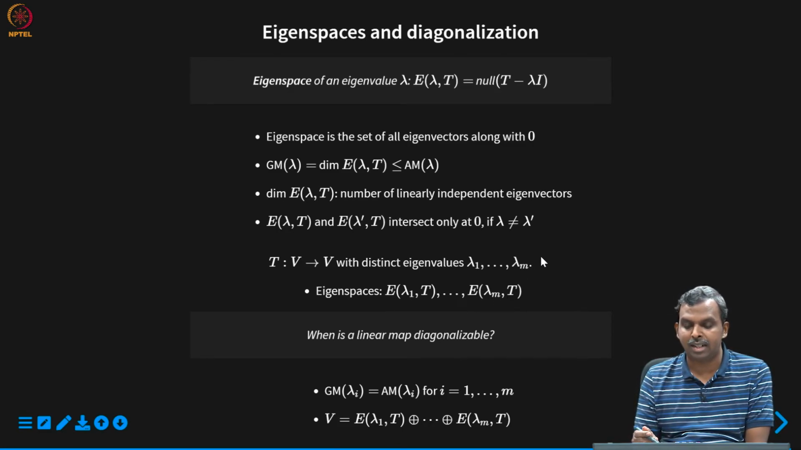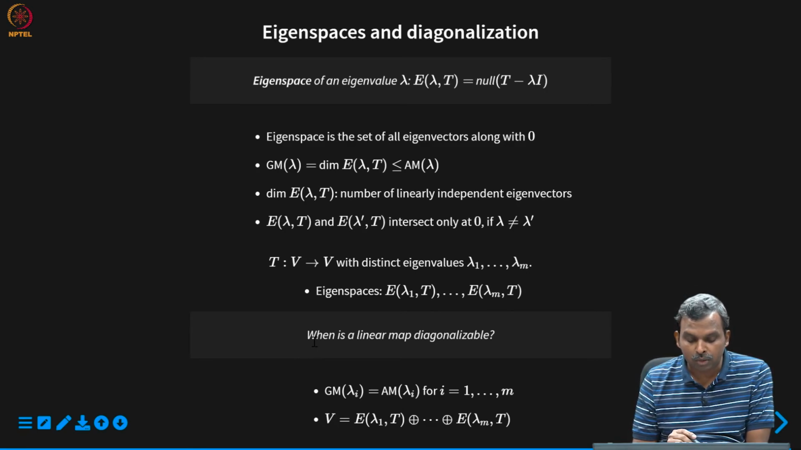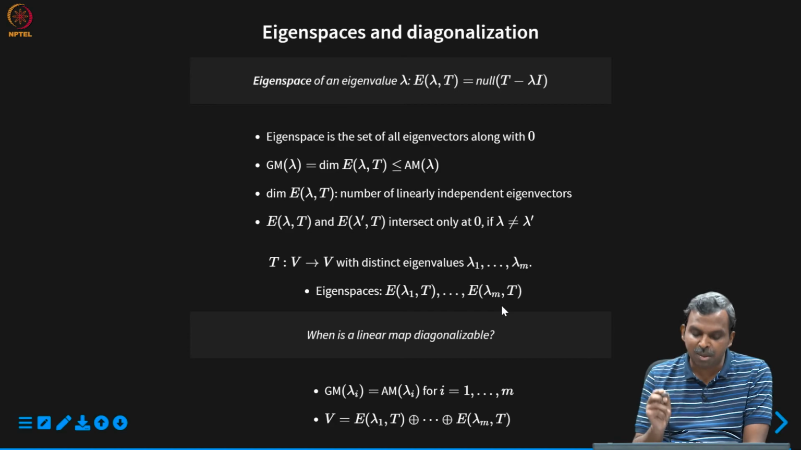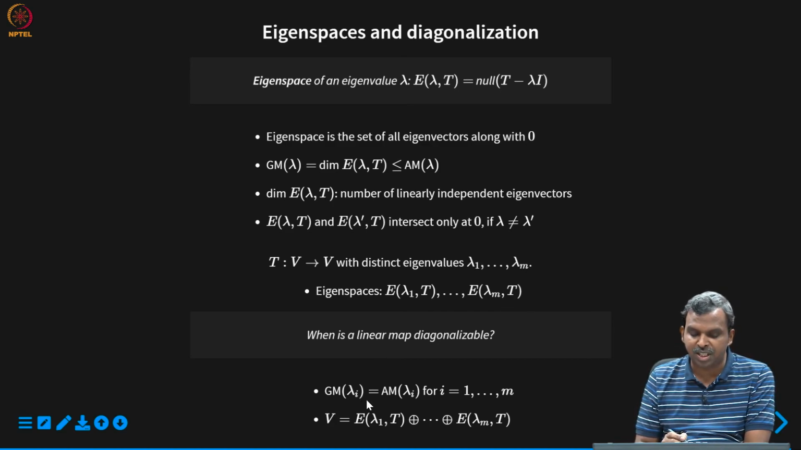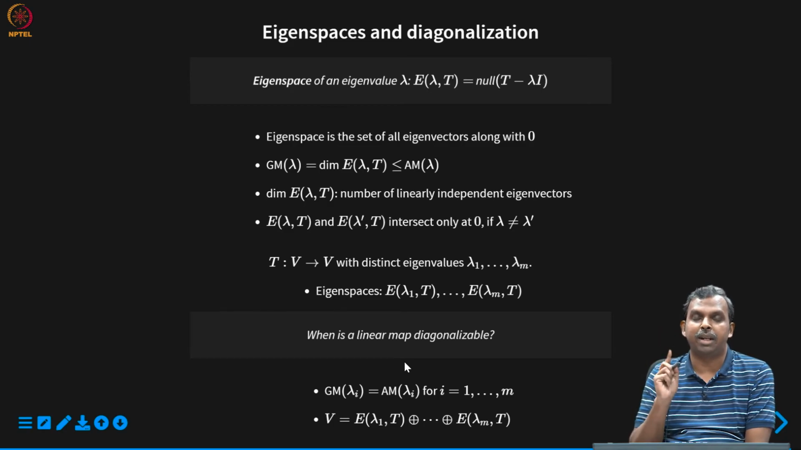So I am looking at an operator. It has a bunch of eigenvalues. Some of them may be repeated. Maybe there are m of them. Each eigenvalue will correspond to an eigenspace. Now we can give a good answer to when a linear map is diagonalizable. It turns out a linear map is diagonalizable if and only if these conditions are true. The geometric multiplicity for every eigenvalue should be equal to its algebraic multiplicity. If an eigenvalue is repeated so many times, there should be that many linearly independent eigenvectors.